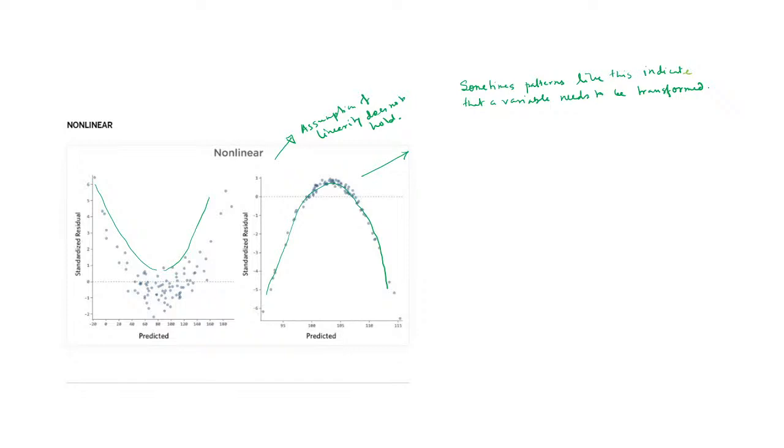And maybe it is possible that the issue is a missing variable. So if this type of pattern occurred, then the assumption of linearity does not hold, or maybe there are some missing values. In that situation we need to transform the variable. That means transformation is needed.